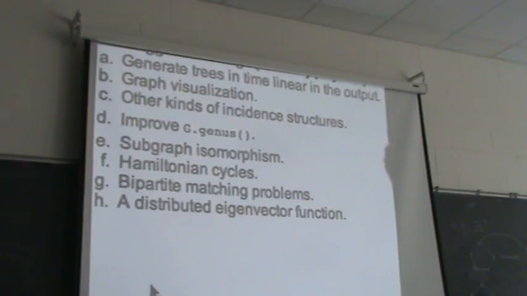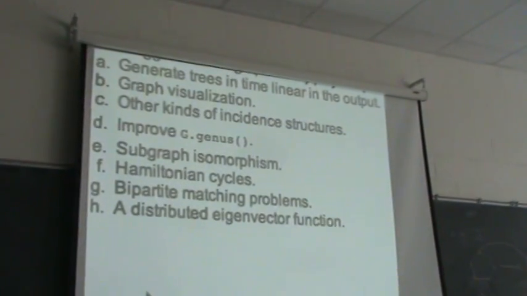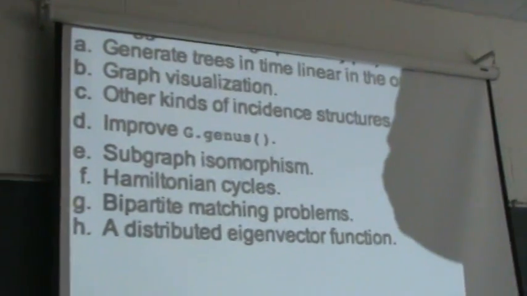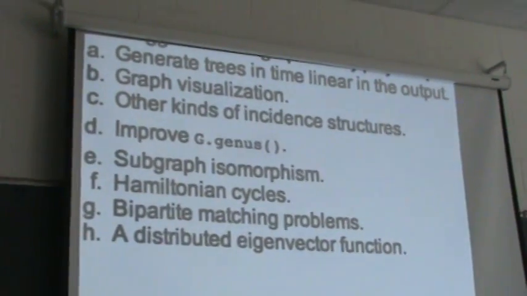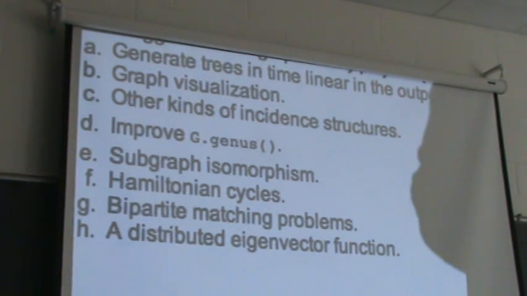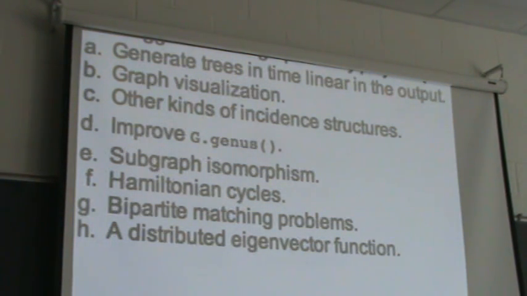Graph visualization needs some work by someone who hasn't designed it, because I'm sick of looking at it. It's decent, but it needs a lot of bells and whistles. So if you like programming bells and whistles, that might be good. When I mentioned in the beginning, there's other kinds of instance structures. There's generalizations of graphs, and then there's other kinds of things like simplicial complexes and codes and designs. They're all different kinds of generalizations of graphs, and you could do something with those.